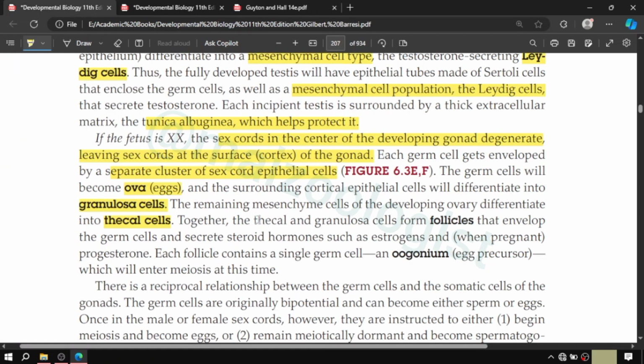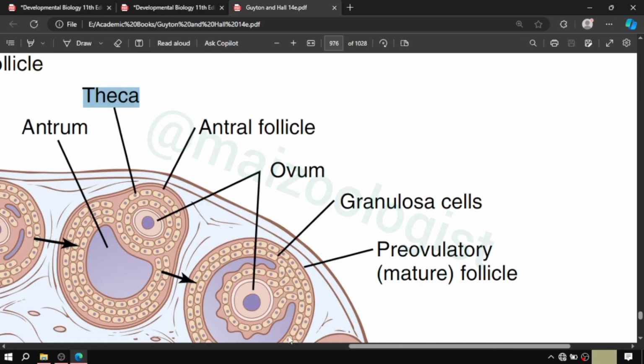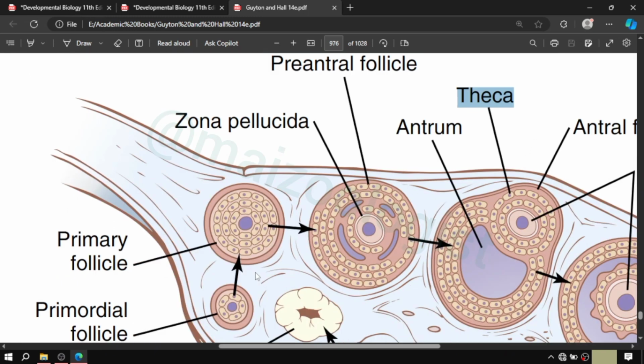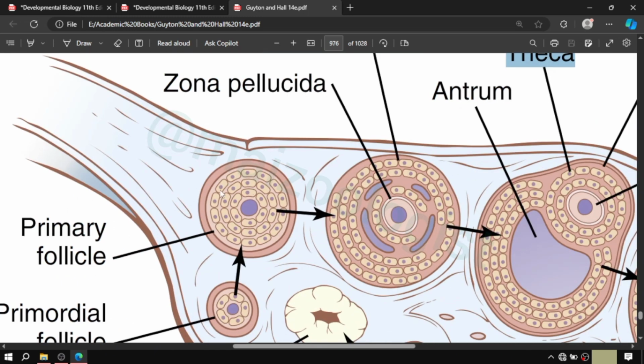Now, together the thecal and granulosa cells form follicles that envelop the germ cell and secrete steroid hormones such as estrogens and, when pregnant, progesterone. Each follicle contains a germ cell, an oogonium or egg precursor, which will enter meiosis at this time. Here you can see we have these granulosa cells and thecal cells surrounding this oogonium.